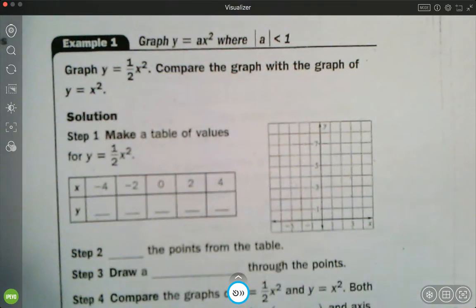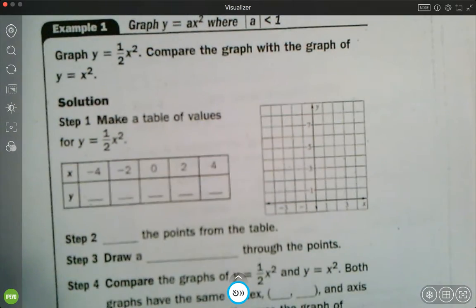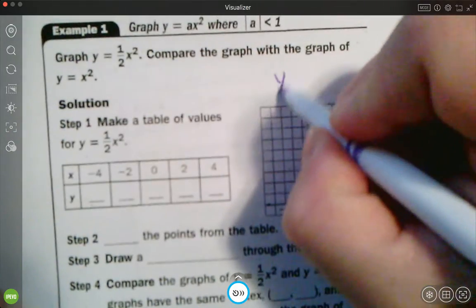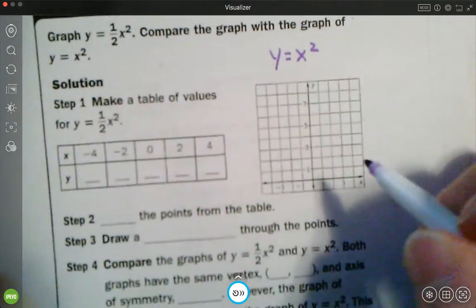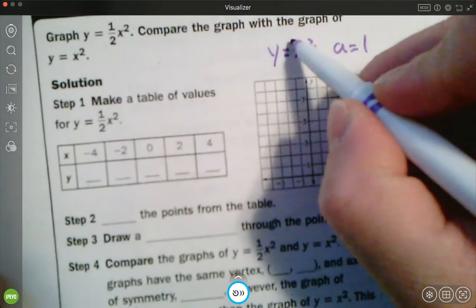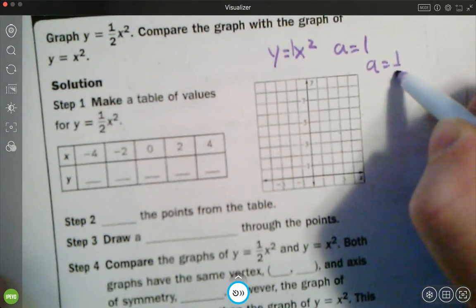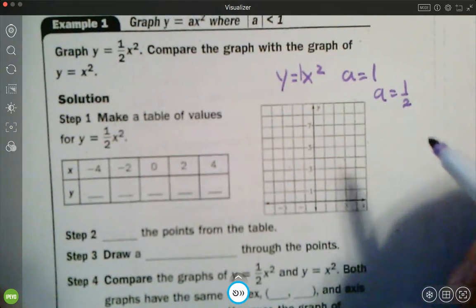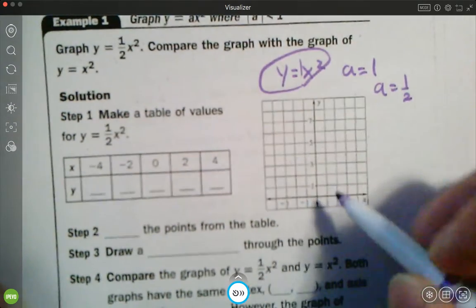So again, this is our parent function. I'll use this purple. So our y equals x squared. This is the parent function. So if you notice here, a equals 1. There's an assumed 1 there. So we're going to see what happens when we change a to 1/2. All right. So let's just graph our parent function here, just so we have something to compare it to.